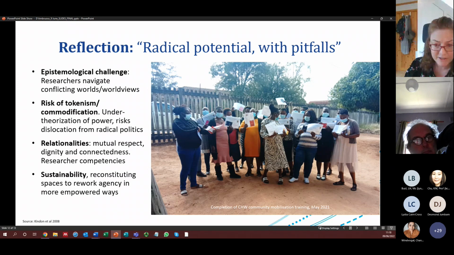Researchers navigate conflicting worlds. The academy continues to reject paradigms, embracing plurality of knowledge and expertise from the margins, and quite correctly, communities question academics' contributions to their lives. Second, there's a major concern remaining about the under-theorisation of power and the potential for marginalisation within participatory processes. There's a real risk of hollowing of the concept and dislocation from its radical politics.